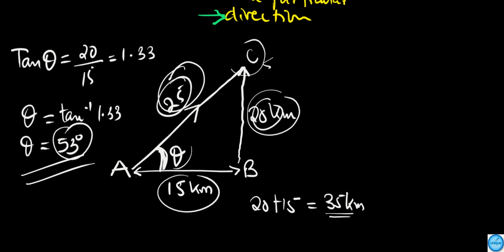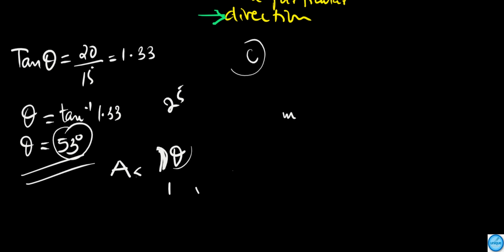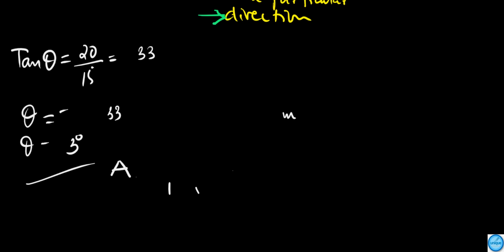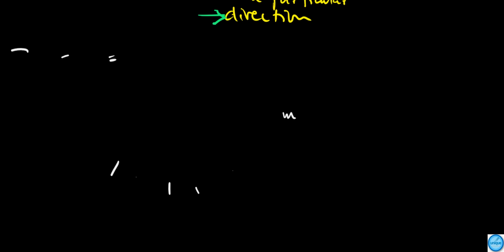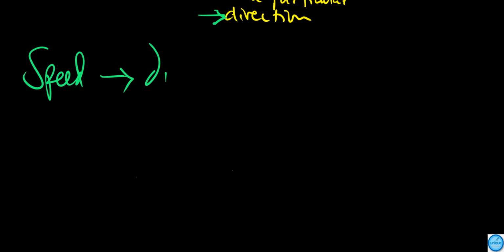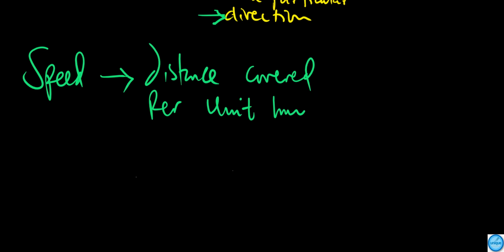Next, we also need to be in a position to know speed. When we talk about speed, speed is defined as the distance covered per unit time. So let me write that one. Speed is the distance covered per unit time.